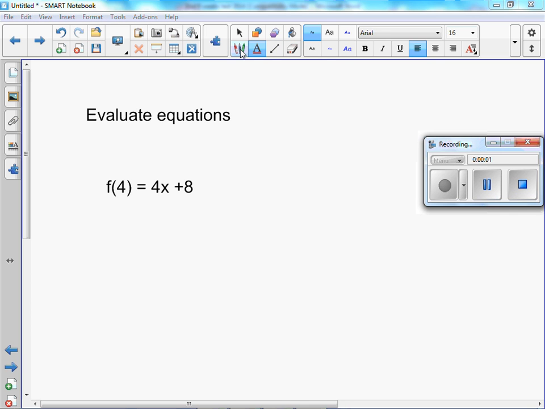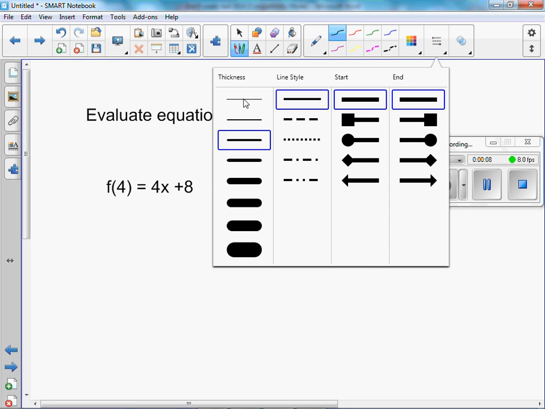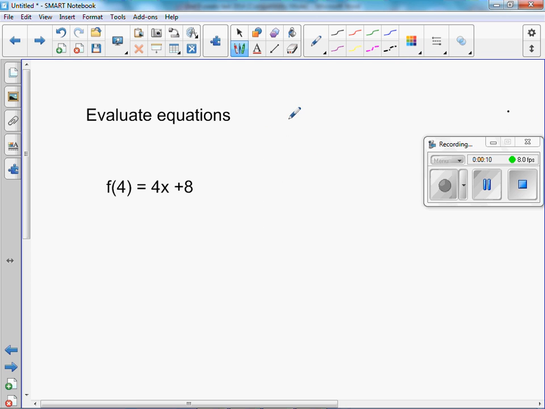Okay, here's a basic review of the functions that we've covered for the 9 weeks. Okay, let me set my pen to be a little thinner. There we go. So one thing you're going to have to do, you're going to have to evaluate equations, okay?